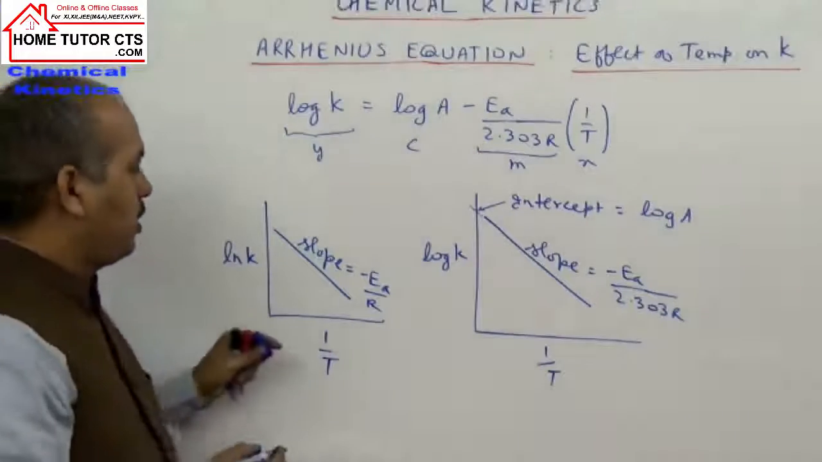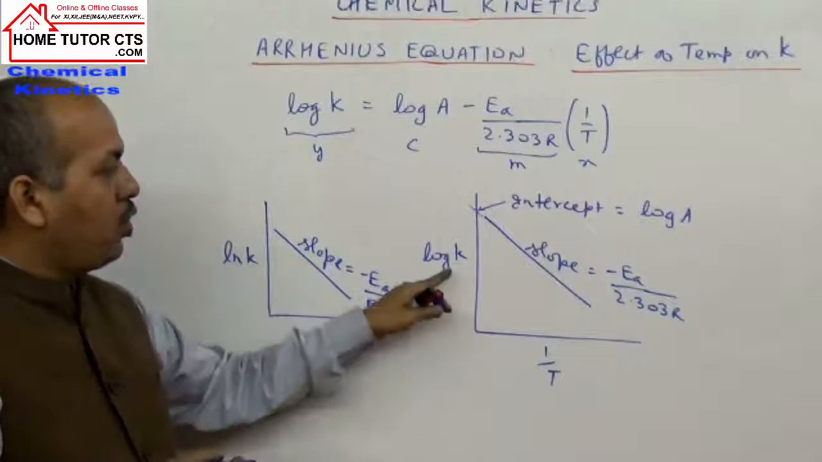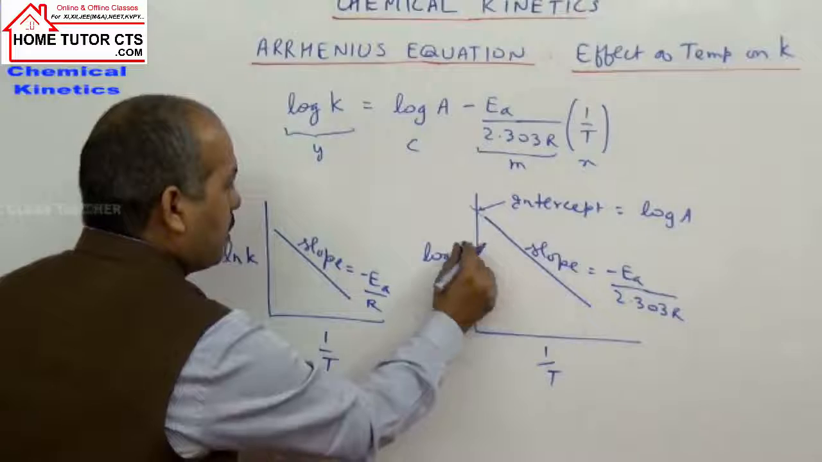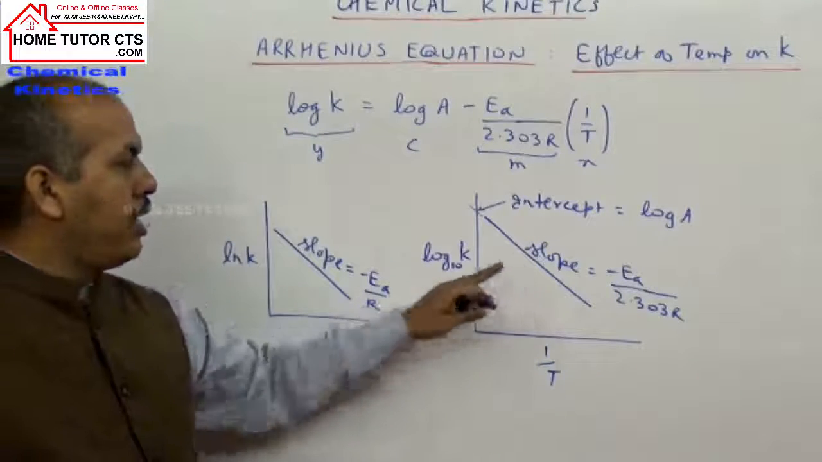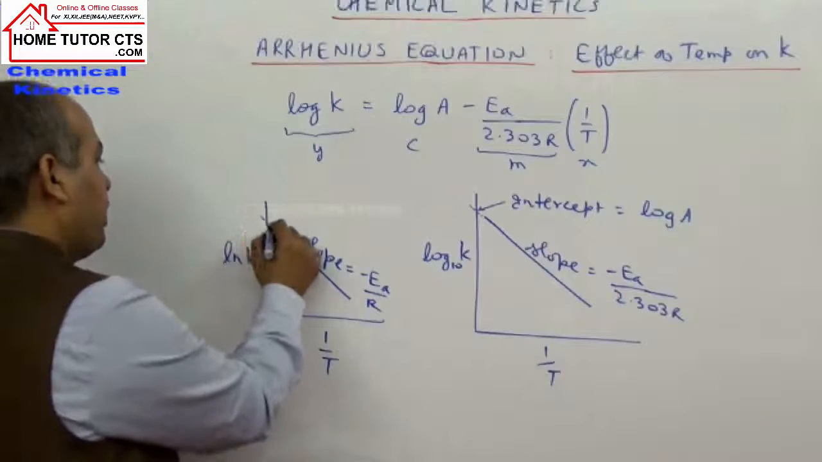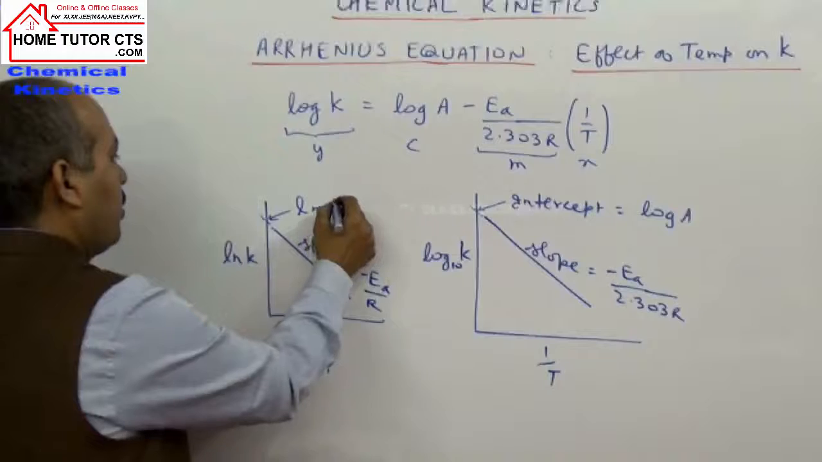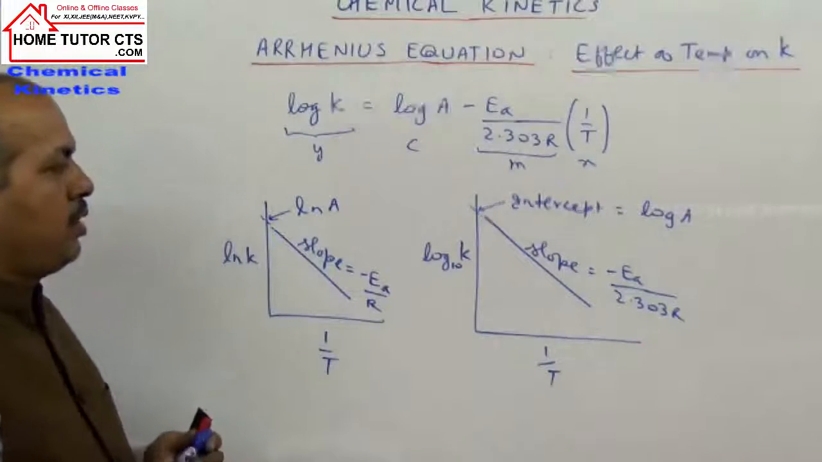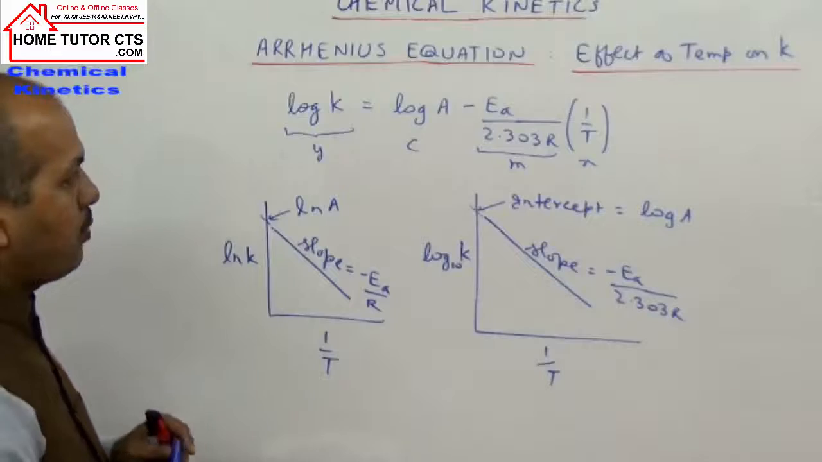So be careful. In the question, the graph given is ln k or log base 10 k. It is log base 10 I am writing here. If the expression is in ln, then we get this graph, and the rest of the terms remain the same. It is ln A now as the intercept along the y-axis.